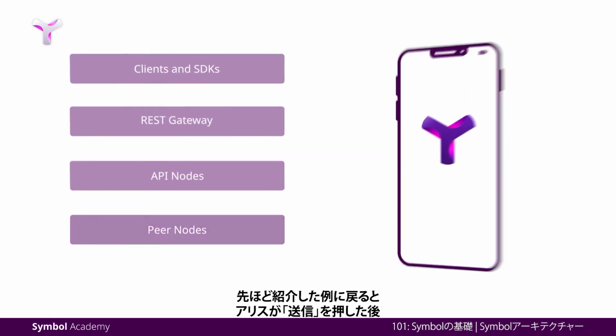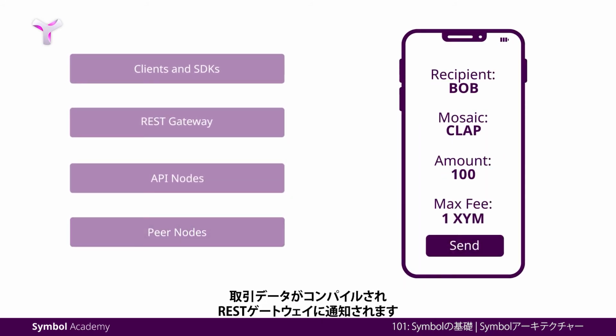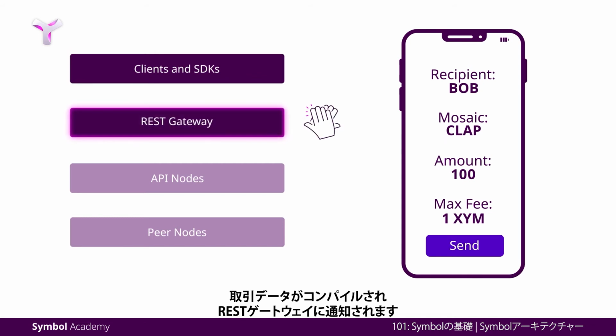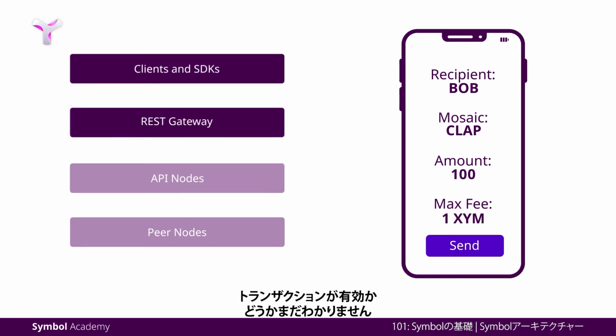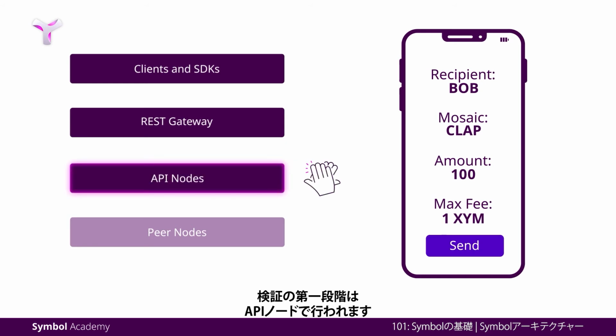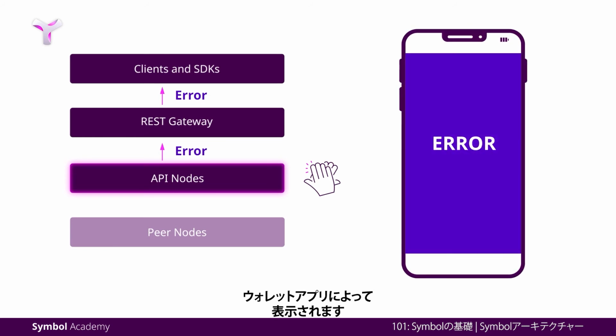Referring back to the example introduced earlier, after Alice presses the Send button, the transaction data is compiled and announced to the REST gateway. A notification will be returned immediately. But at this point, it would remain unknown whether the transaction is valid. The first stage of validation happens in the API nodes. If the transaction proves to have an error, it's communicated to the REST nodes, where the WebSocket will send a notification through the status channel and be displayed by the wallet app.